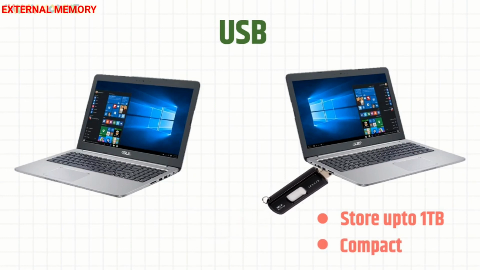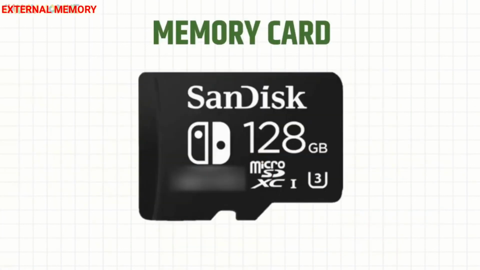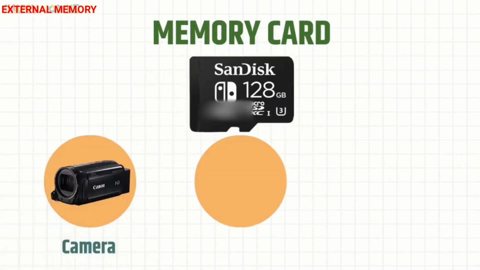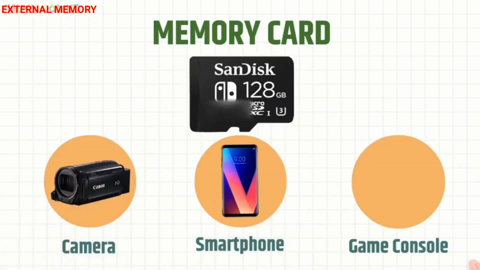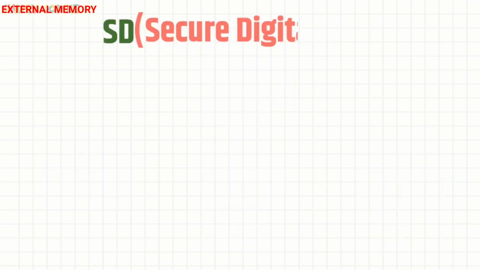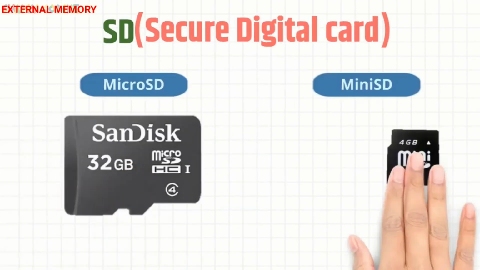A memory card is used to store photos and videos in cameras, smartphones and game consoles. It can store 128 GB of data. The SD, Secure Digital card, comes in micro SD and mini SD sizes.